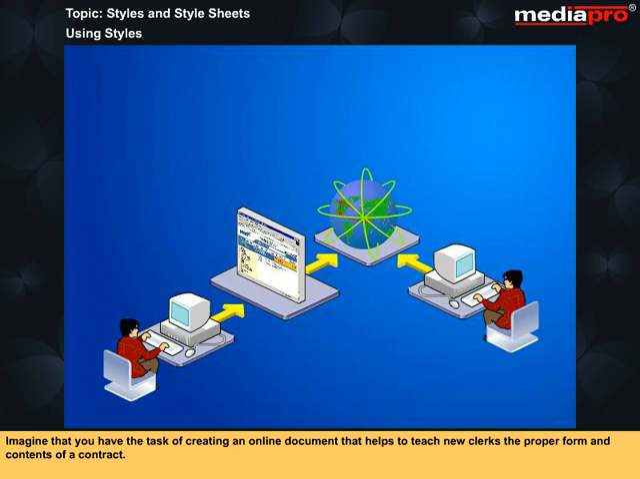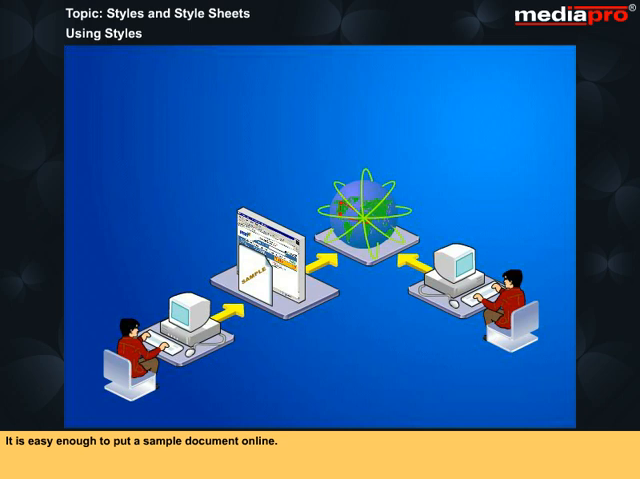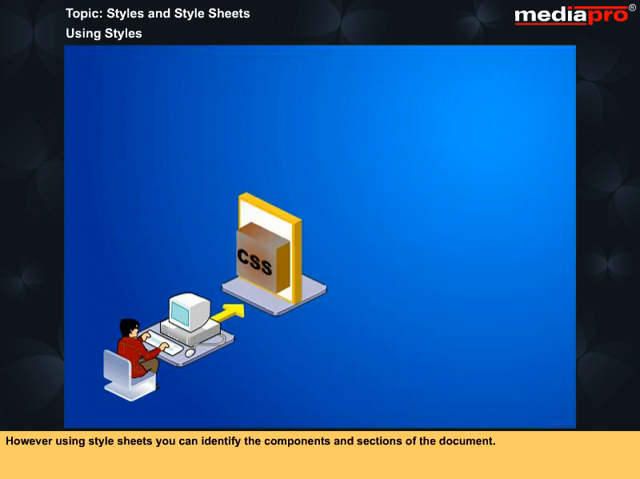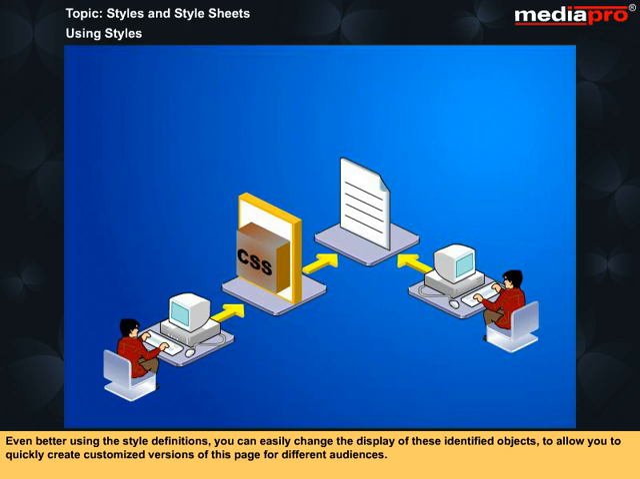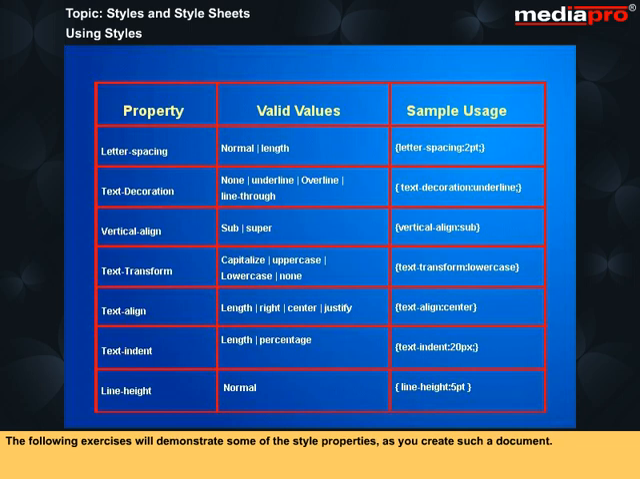the proper form and contents of a contract. It is easy enough to put a sample document online. However, using style sheets, you can identify the components and sections of the document. Even better, using the style definitions, you can easily change the display of these identified objects to allow you to quickly create customized versions of this page for different audiences. The following exercises will demonstrate some of the style properties as you create such a document.